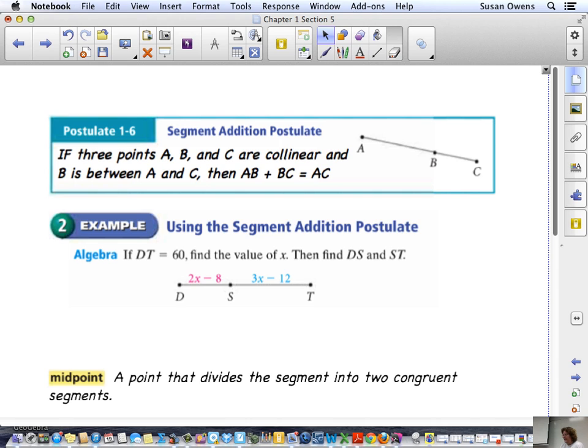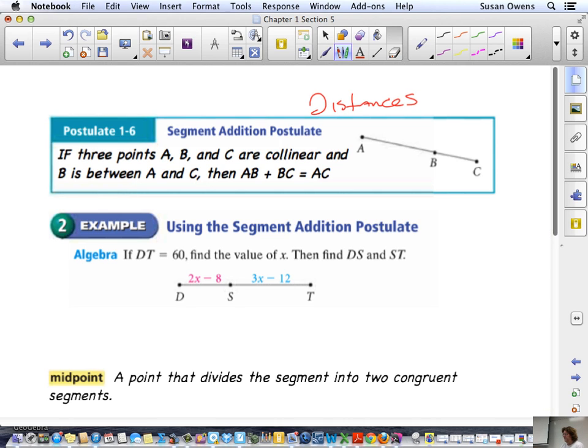If 3 points A, B, and C are collinear, and B is between A and C, then the distance from A to B plus the distance from B to C is equal to the distance between A and C. Notice, no segment lines. I'm talking about distances. This is all distances. Not congruent.